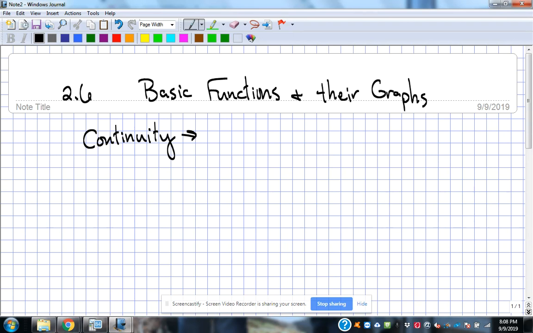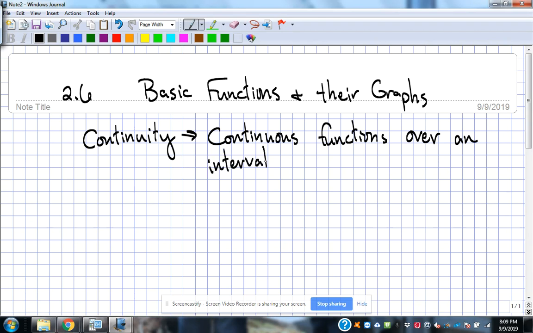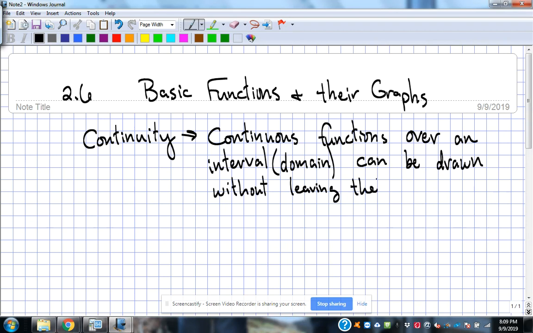So continuity is, we'll define it this way, continuous functions over an interval. Sometimes that's domain. Can be drawn without leaving the paper.